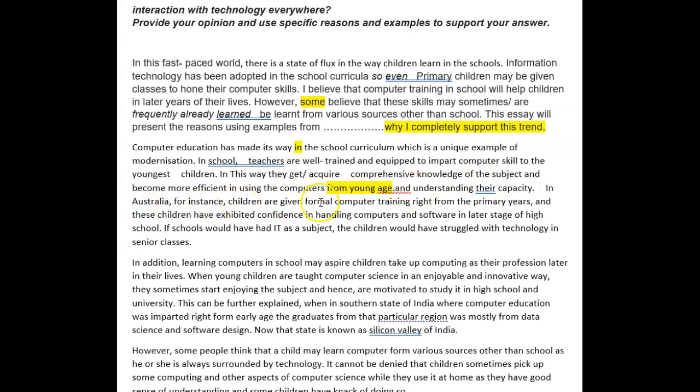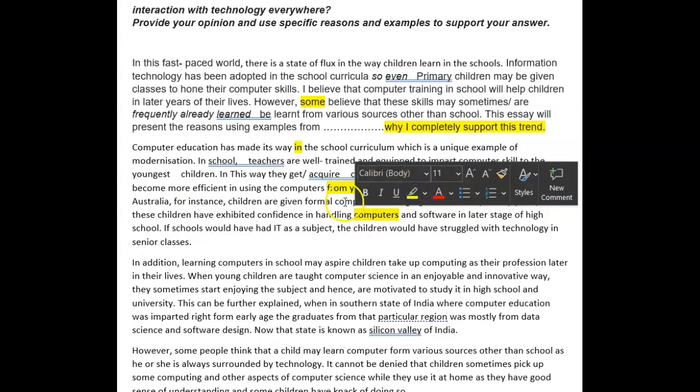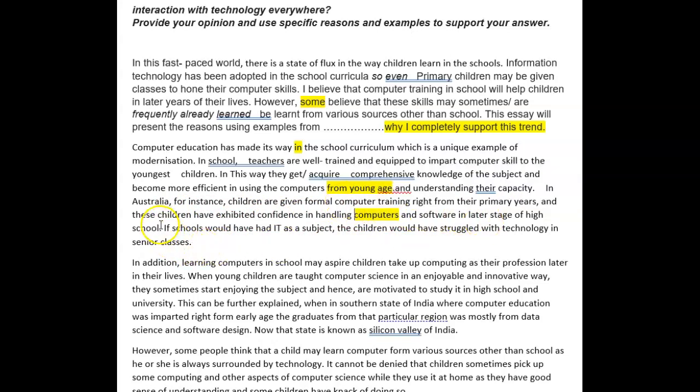In Australia, for instance, children are given formal computer training right from primary years, from maybe their primary years, and these children have exhibited confidence in handling them. Now, here you don't need to repeat because it's this, and software in later stages of high school, and then benefiting. Okay, so you've got this lovely example. Children are given formal computer training right from their primary years, and these children have exhibited competence in handling software in later stages of school. Okay, I was going to say benefiting them and carrying on, but actually that sentence is long enough, so let's stop that without making it too confusing.